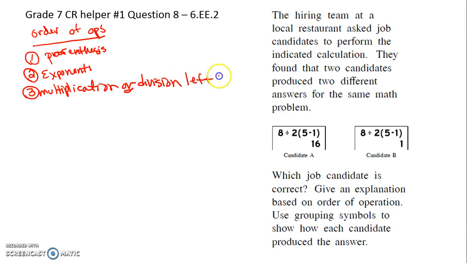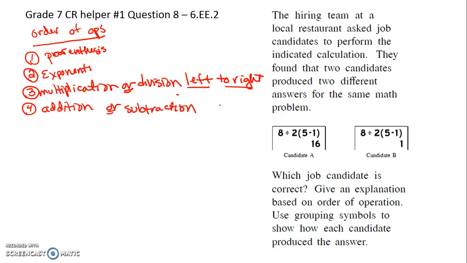left to right. And I have to tell you, this is one I often see students think they have to multiply first. That is not true. Multiplication or division happens left to right. So if you hit division first in the problem before you hit a multiplication, you do that division before the multiplication. And finally, in your last step, it's always addition or subtraction. Again, left to right.